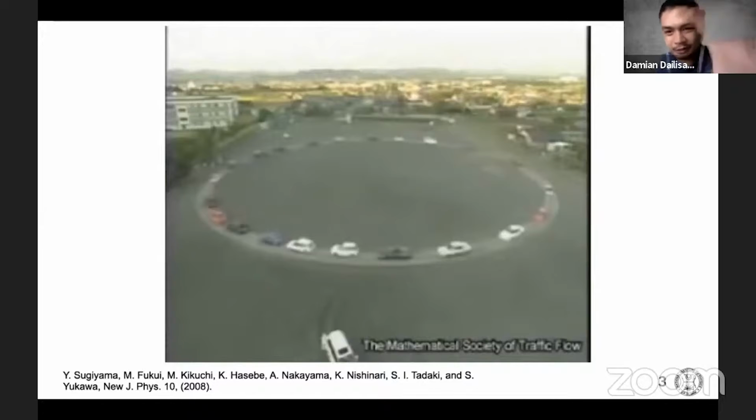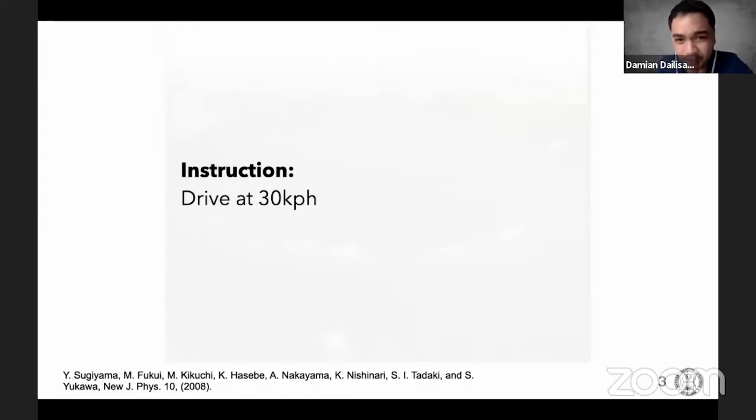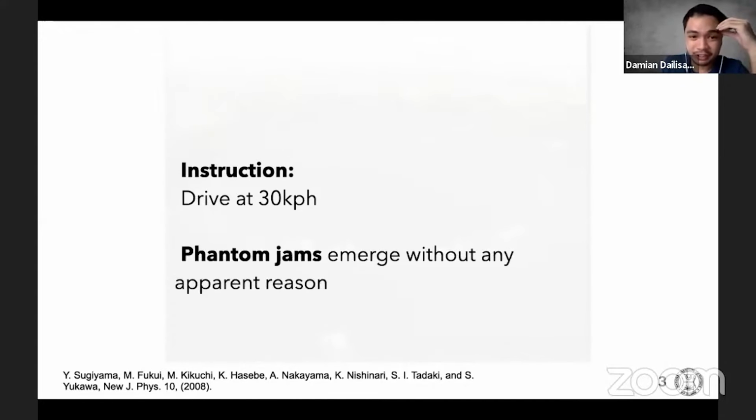Okay, so this clip is very interesting in that the instructions were simple. The instructions to drivers were to drive at 30 kilometers per hour and to try to maintain that speed for as much as they can. And what the Japanese researchers saw is that there were these phantom jams, or jams that would emerge without any apparent reason other than there being cars on the road. And these phantom jams would propagate backwards endlessly throughout the whole system.